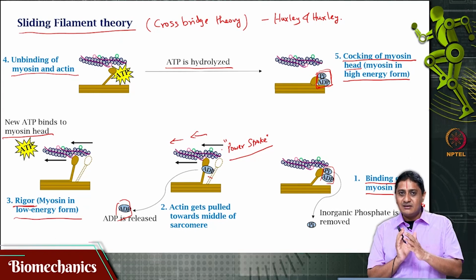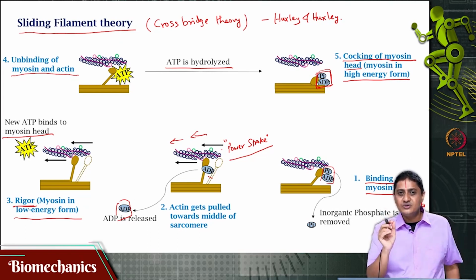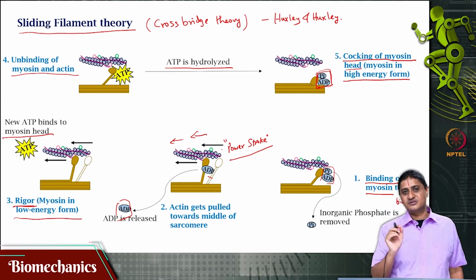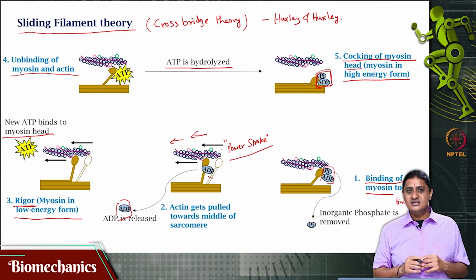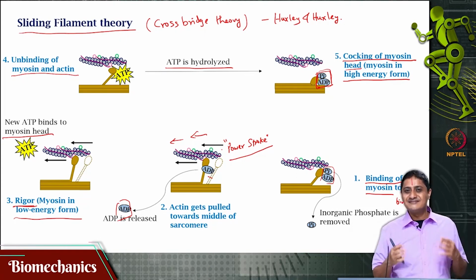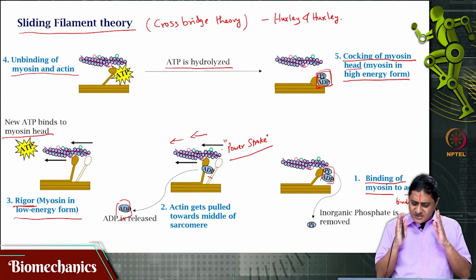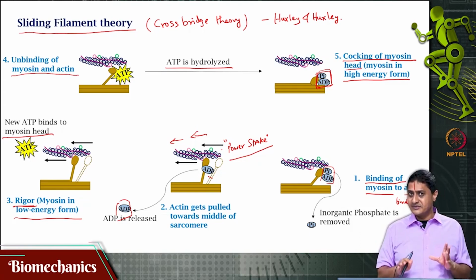This is how one actin-myosin bridge produces a minuscule, extremely small amount of force, right. The amount of force that we are discussing is sub-piconewtons. When one actin and one myosin attach, the force produced is less than 10 power minus 12 newtons. So a very, very small amount of force is produced, and this cycle is repeating.